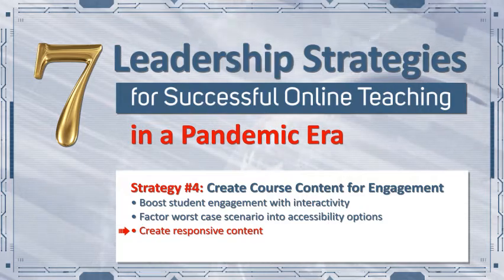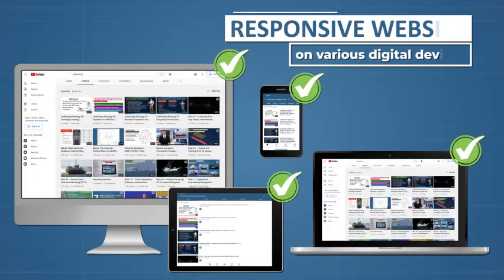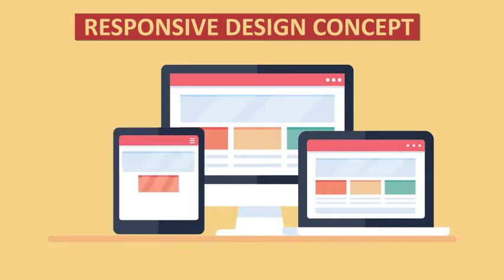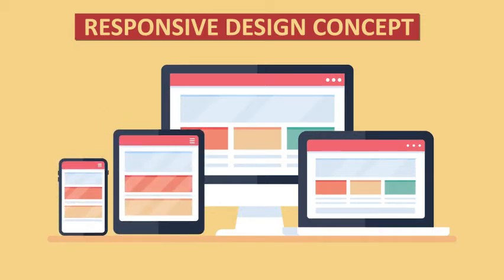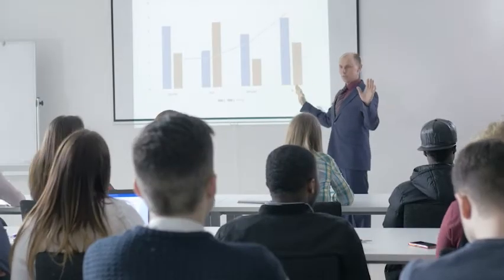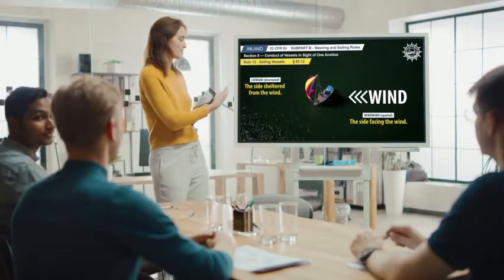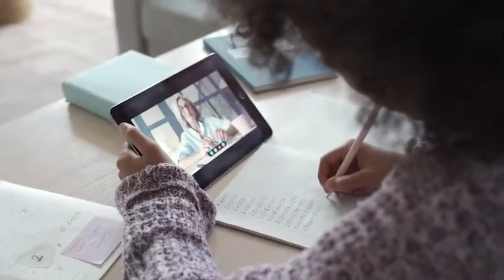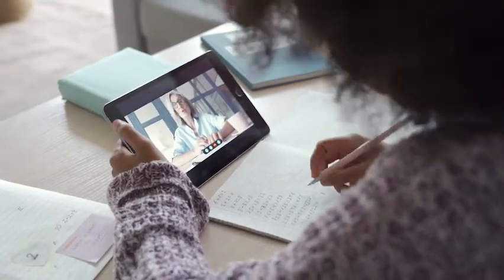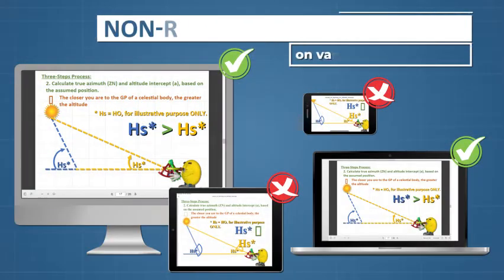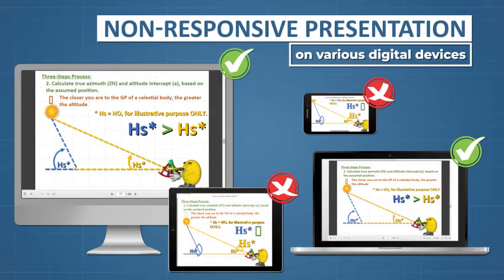Create responsive content. Most of us barely notice how most websites fluidly adapt to the screen size of our digital devices. The fact is, these websites were set up to be responsive. In other words, to automatically adapt to the screen size of various digital devices. For in-person classes, our presentations are either projected onto a screen or board or viewed on a large monitor. For online classes, on the other hand, students are accessing our presentations on various digital devices, such as laptops, tablets, and smartphones. Consequently, our course content could appear distorted if it is not responsive. This can be most frustrating for students as they try to learn.